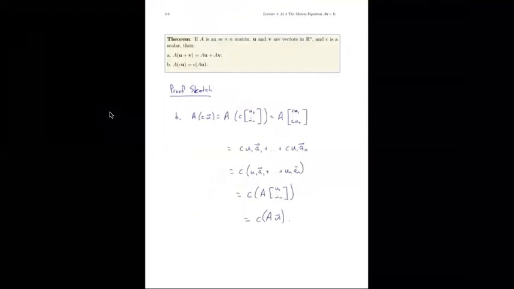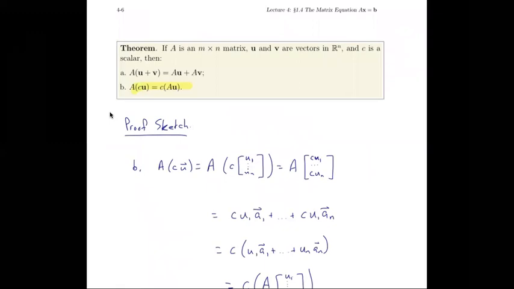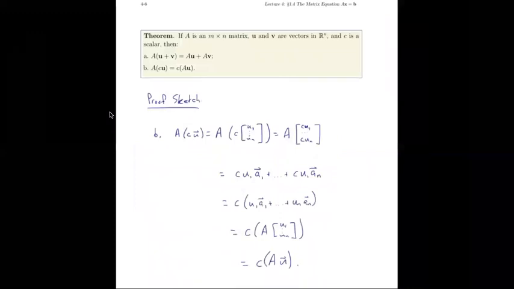So here's the result about matrix vector multiplication. If we have an m by n matrix A, and two vectors u and v in Rn, and some scalar c, then A times (u plus v) is equal to A times u plus A times v. This is nice. This is a distributive property for matrix multiplication. And this is a scalar multiplication property for matrix multiplication. Both are proved in the textbook, but I'll just give a sketch of the proof of B. It's a little bit shorter, and it'll be a good launching point to see how these proofs are constructed.